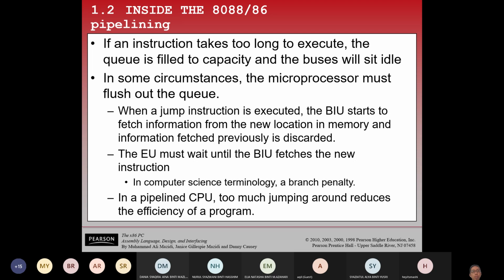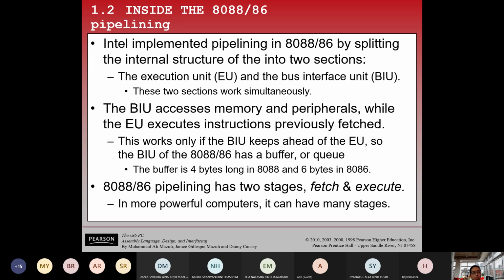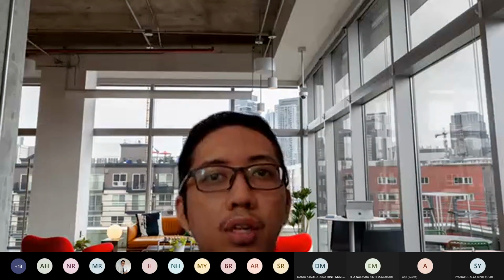For example, this is the queued up information. Let's say this is already full, before waiting to be executed by the EU. This is your BIU, and the BIU keeps feeding the information over here.